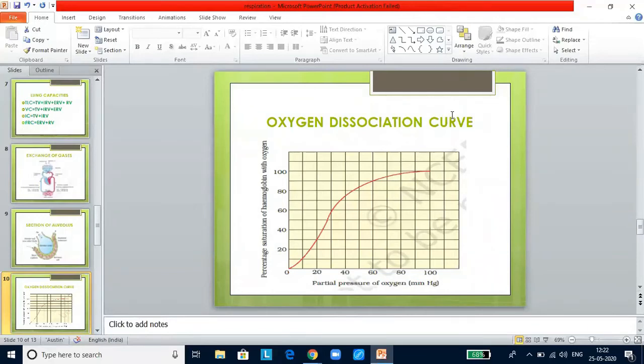Now, this is the oxygen dissociation curve. When a graph is plotted between percent saturation of hemoglobin and oxygen tension, a curve is obtained which is termed the hemoglobin oxygen dissociation curve.